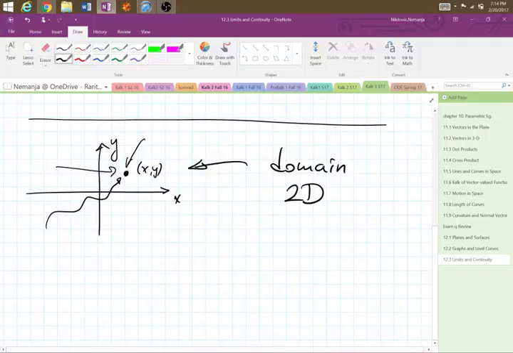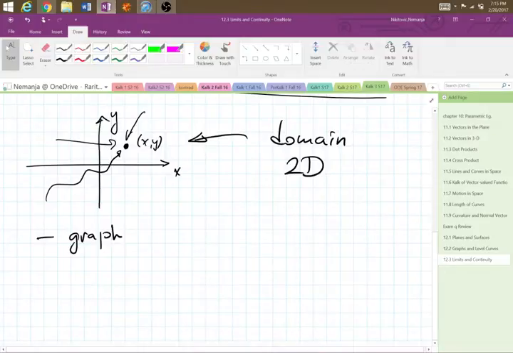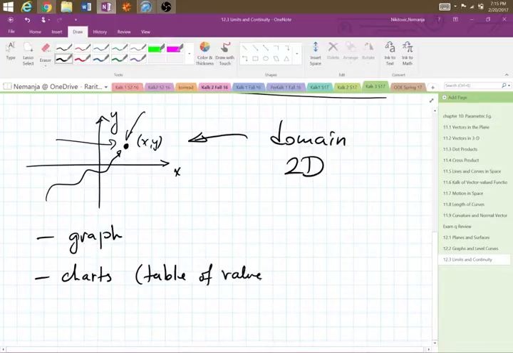So how did we find limits in Calc 1? We had graphs, right? You look at the graph, use your eyes and determine the limit, because we said it was just a y value. We had charts, a table of values. And then we had algebra. Now, what do I mean by algebra? Well, you might be able to factor and cancel, you might be able to rationalize, you might be able to do some kind of algebra witchcraft, which would make the limit into an easy problem.